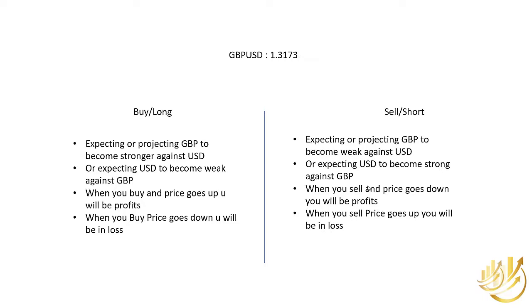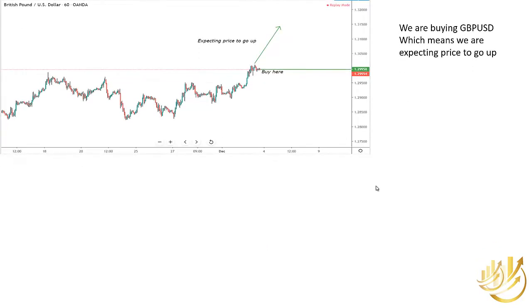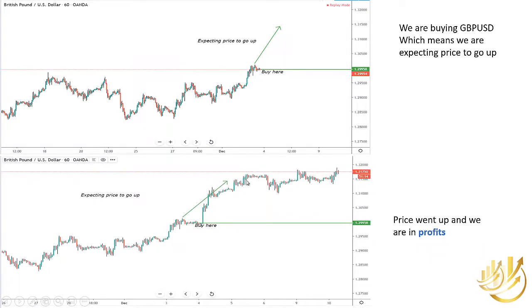So the whole thing to remember here is that when we are expecting price to go up, we will buy. When we are expecting price to go down, we will sell. Okay, how it works, we'll talk about it later. So if we are expecting to buy at this current point, and we're expecting price to go up, what happened next? See, price went up and we would be in profit if we had bought here.